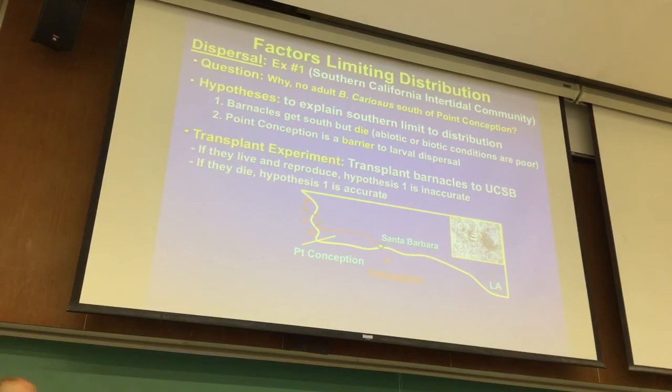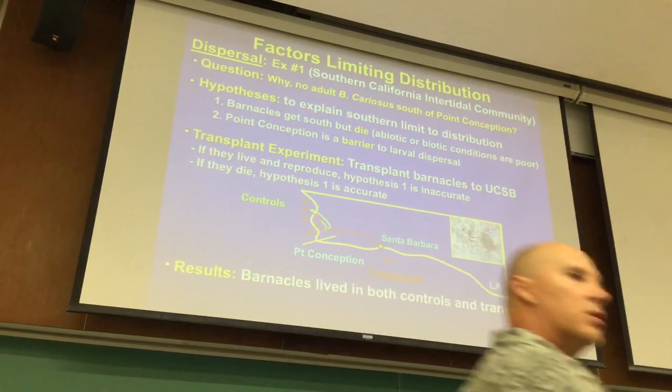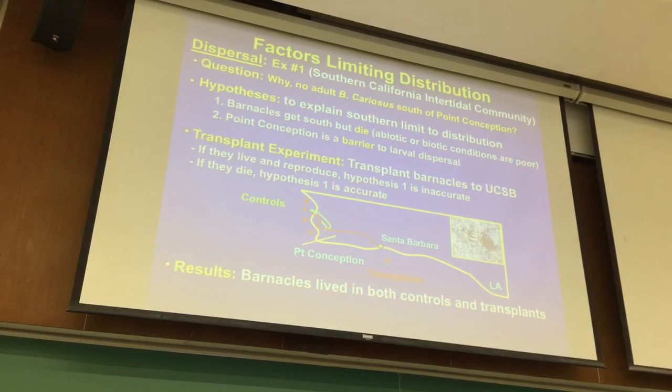Without that control, the experimental results are meaningless. They're just guesswork. They're conjecture. All right, so that control is halfway down, halfway back. All right, here's the results. The barnacles live both in the controls and in the transplants. What does that tell you immediately about the habitat? Habitable. It's completely habitable. It's not abiotic, right? There's nothing, temperature, chemical, whatever, that precludes them from existing here. If you get them here, they're going to survive and reproduce.